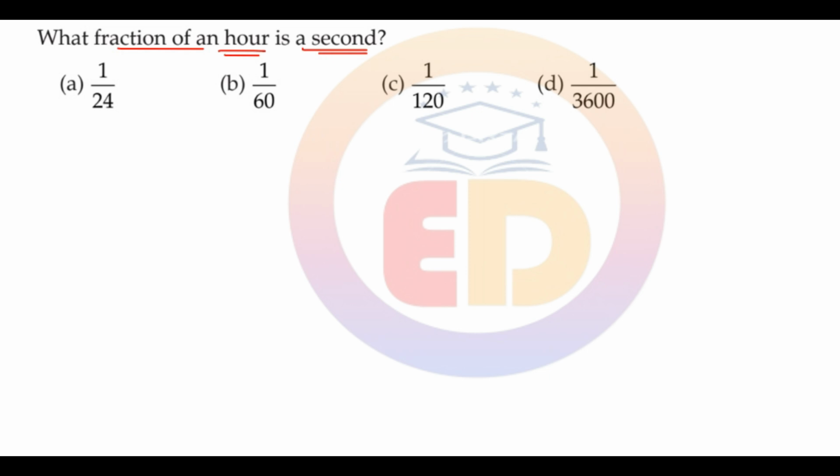In such questions, if you ever have a confusion, then remember the term which will come after of will always go to the denominator for comparison. Here after of comes hour. So an hour means 1 hour I will take in the denominator, and the other term a second means 1 second I will take in the numerator.